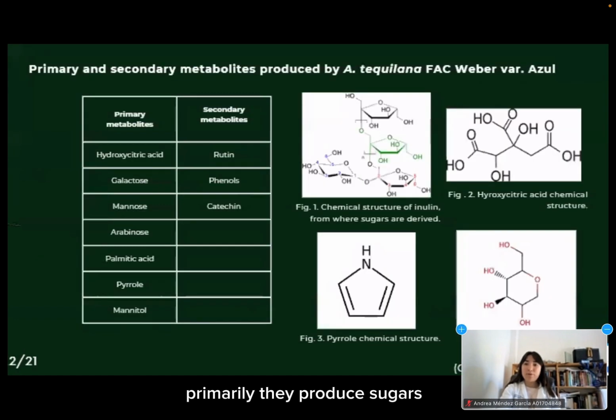Primarily, they produce sugars, hydroxycitric acid, which acts as an enzyme inhibitor to avoid the production of acetyl coenzyme A, palmitic acid, a saturated long-chain fatty acid, pyrrole, which has a role in chlorophyll synthesis, and mannitol, which helps in the metabolization of reactive oxygen species.